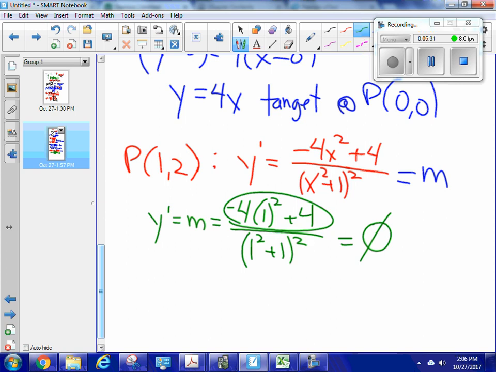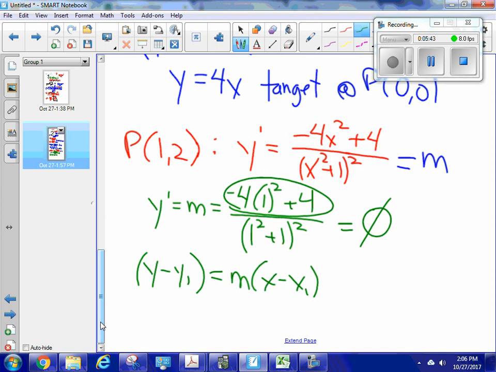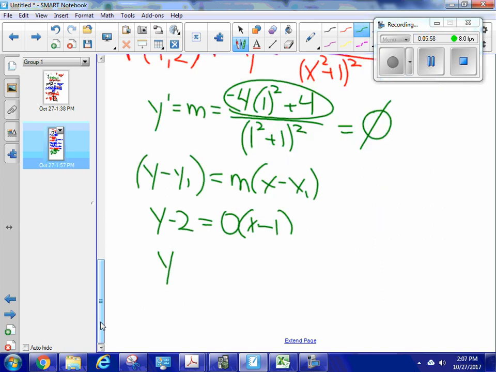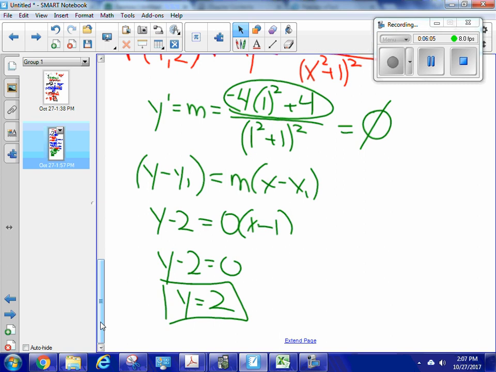So the equation is going to be y minus y1 is equal to m times x minus x1. Well, my y minus y1 is y minus 2 is equal to m, which is 0, times, well, it really doesn't matter that it's x minus 1, because anything times 0 is equal to 0. So I have y minus 2 equals 0, y equals 2. So that is my second tangent line.